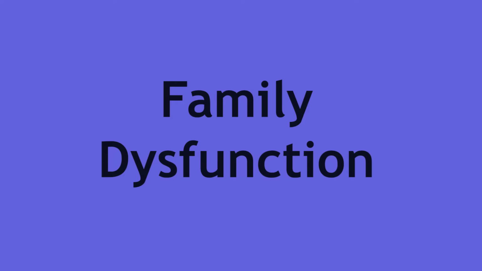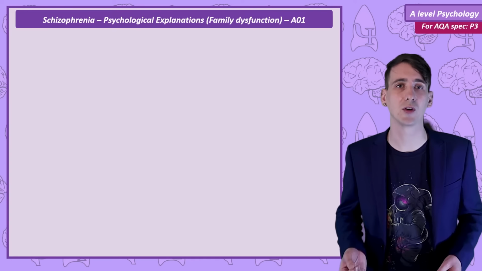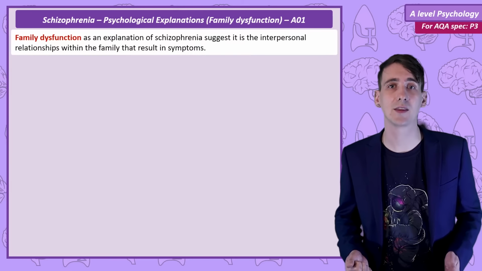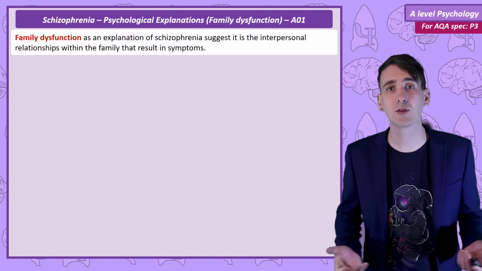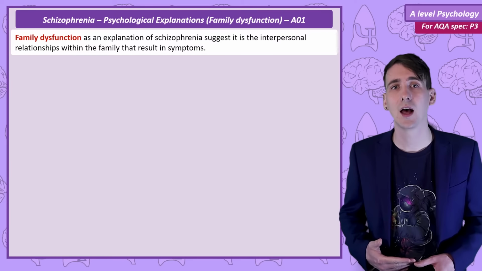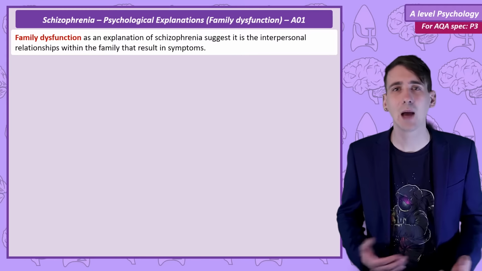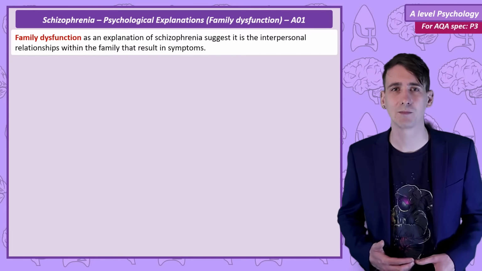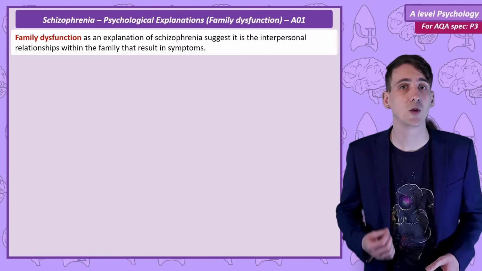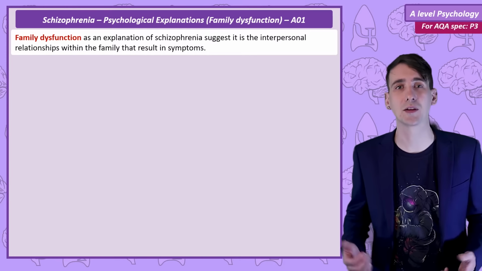Family dysfunction. The first term we're going to use is family dysfunction. This term is suggesting that the families of people with schizophrenia have some problem in the way they interact, and over time that has resulted in the expression of schizophrenia. I'm going to use 3 examples of family dysfunction: the schizophrenic mother, double bind theory, and expressed emotion.